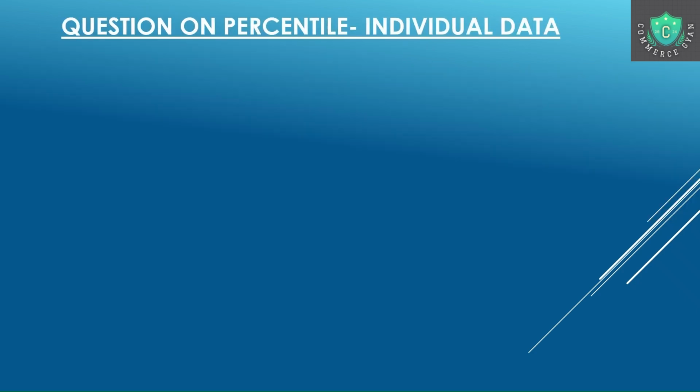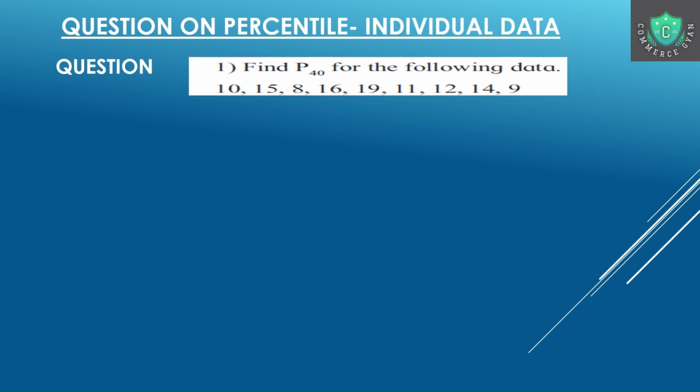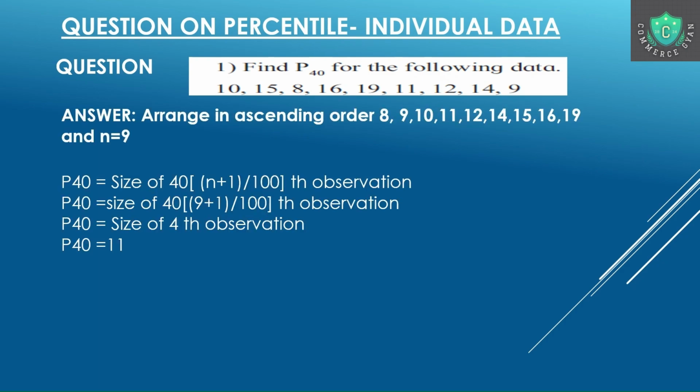So now find for individual data. Take an example. If we have to find P40 from the following data, what do you do? Arrange this data into ascending order. P40 will be equal to size of 40(n+1)/100 observation. We are finding P40, into brackets n, how many observations? 9. So 9 plus 1 divided by 100 times 40 gives 4, which is the fourth observation, and P40 will be equal to the fourth observation, which is none other than 11. So this is the first part, individual data calculation.